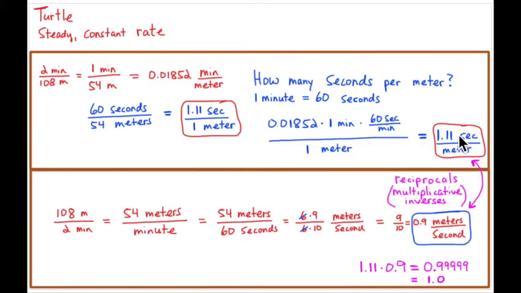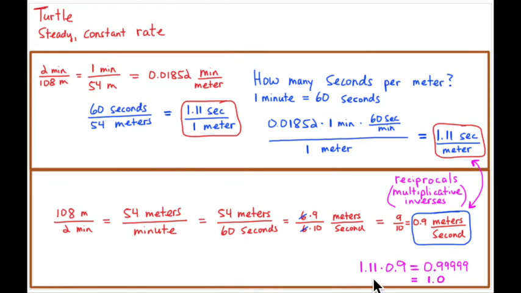Now remember, these two values, this is minutes per meter, and we change that to seconds per meter, and this one is meters per second. So this is seconds per meter, this is meters per second, and they are reciprocals of each other. And what that means is they are multiplicative inverses. So if you multiply these two numbers together, you're going to get an answer of 1. That's the definition of a multiplicative inverse. Multiply them together, it equals 1.